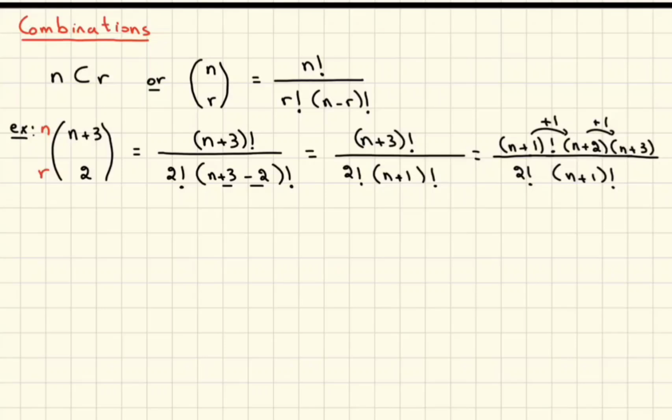Now, what do we notice? n plus 1 and n plus 1 are the same. So (n plus 1) factorial with (n plus 1) factorial will cancel, and my final answer will be (n plus 2)(n plus 3) over 2 factorial, which is 1 multiplied by 2, and it's only 2. Now we can stop here, or we can distribute the numerator. I'll do another example.